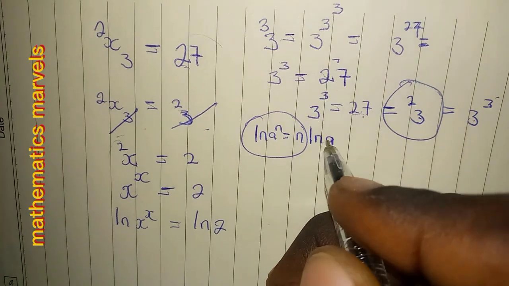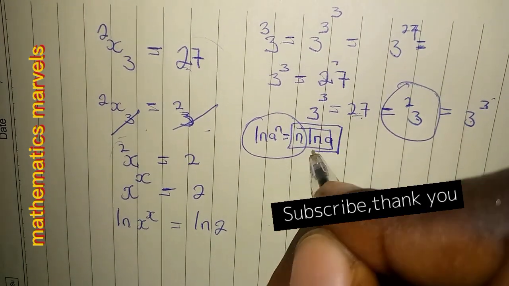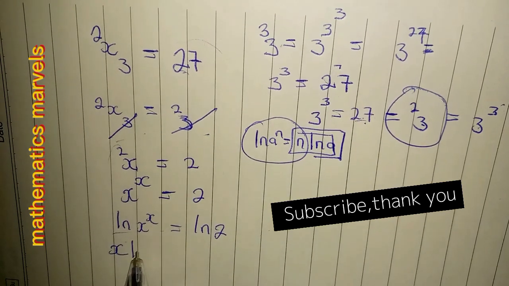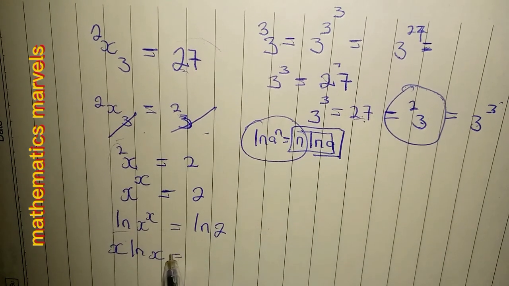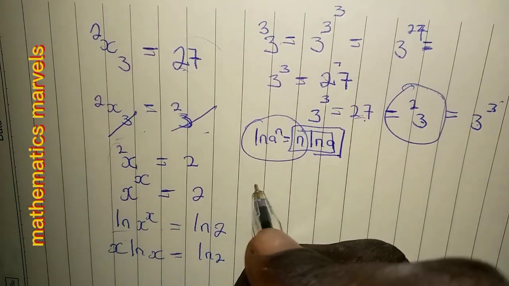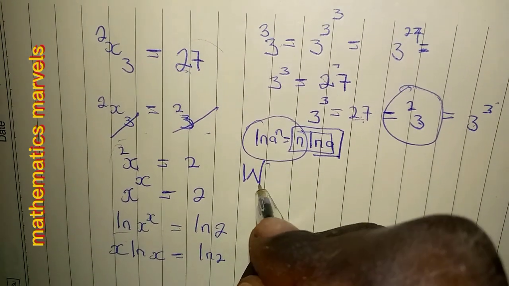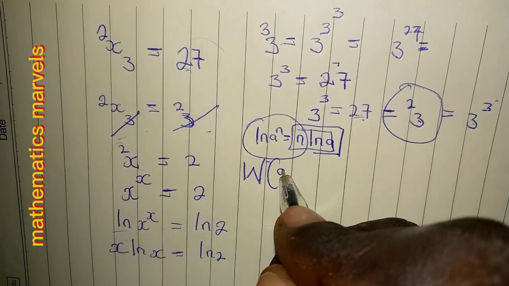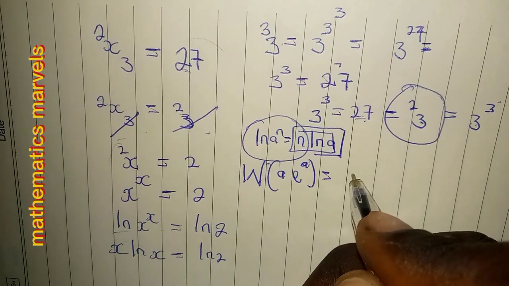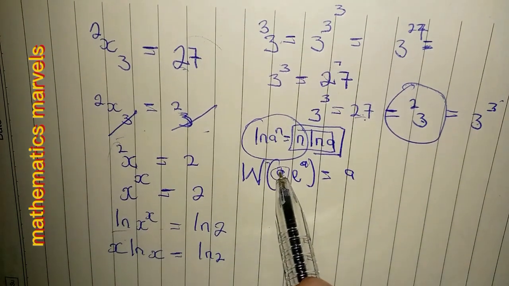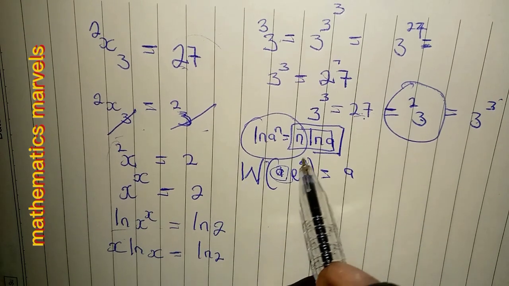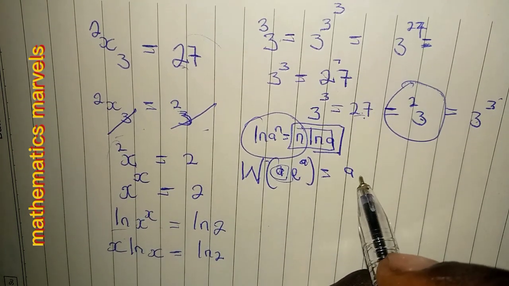we are using the property here. We have x times the ln of x is equal to the natural logarithm of 2. And also recalling this property of the Lambert W function, we say W function of a times e raised to the power of a is equal to a. That is, if you have a number multiplied by e raised to that same number, the W function gives that number.